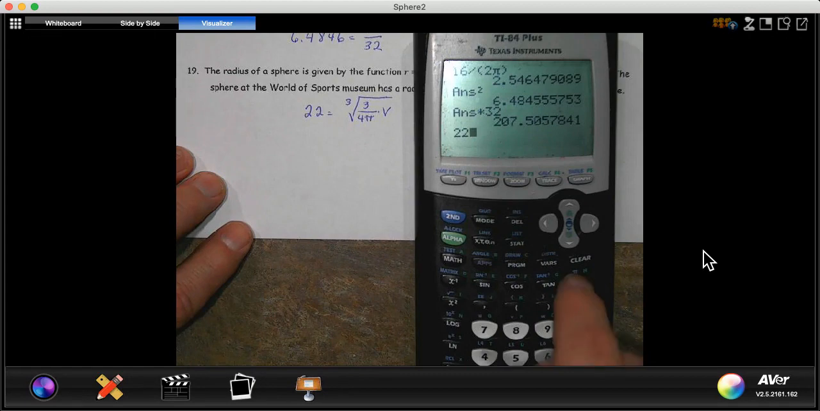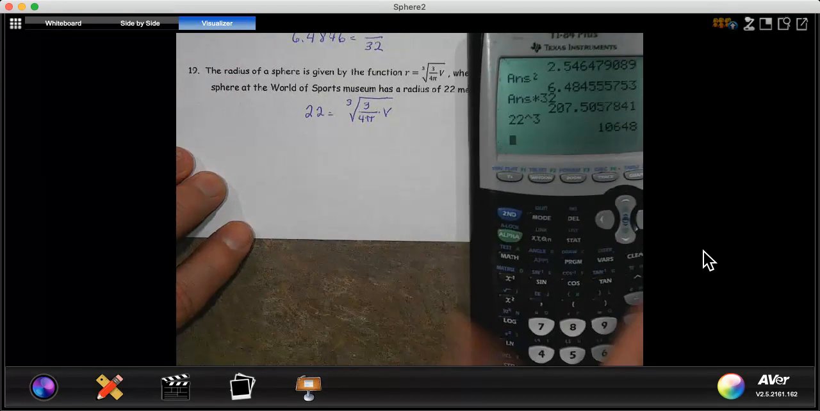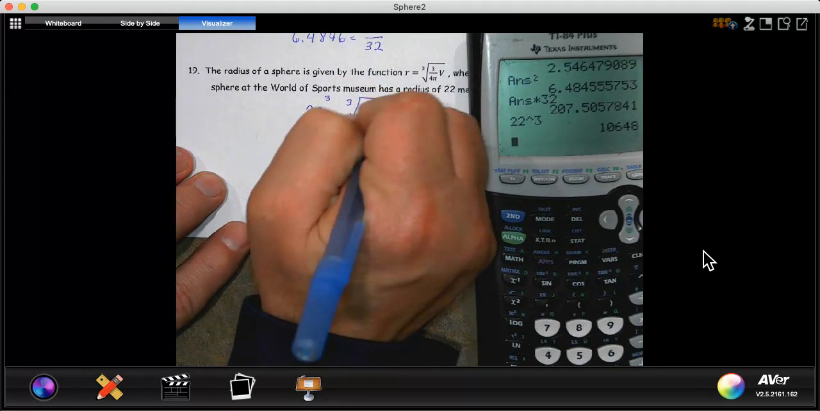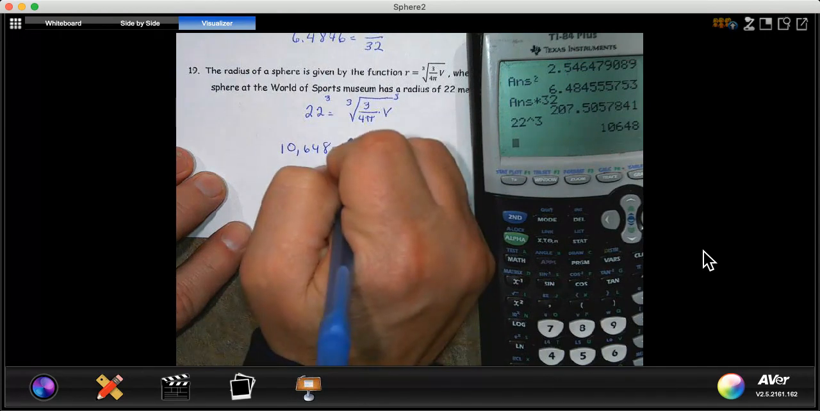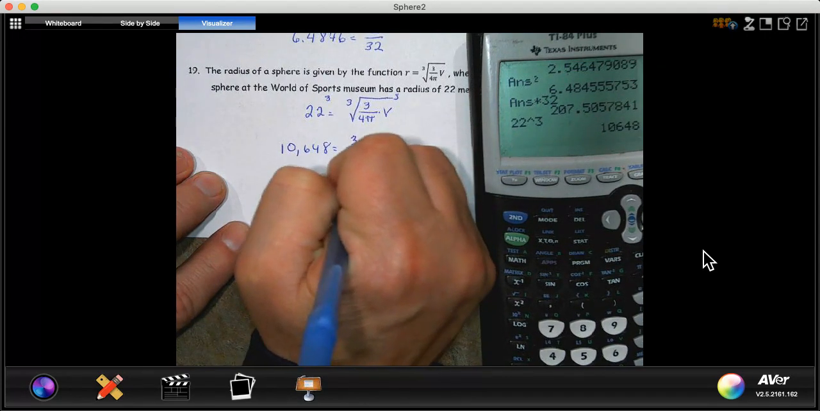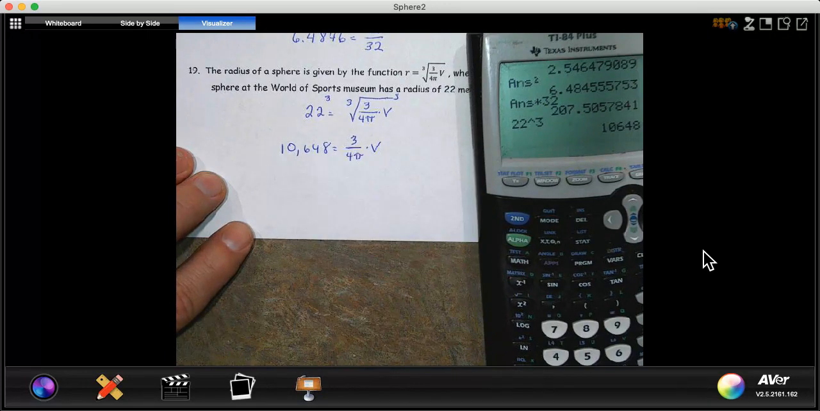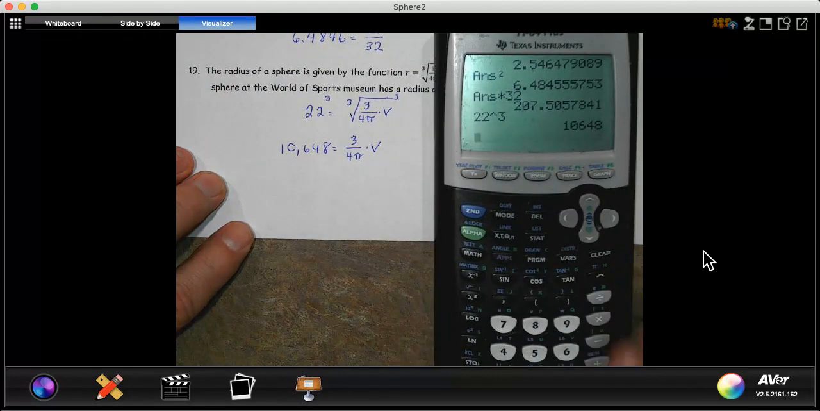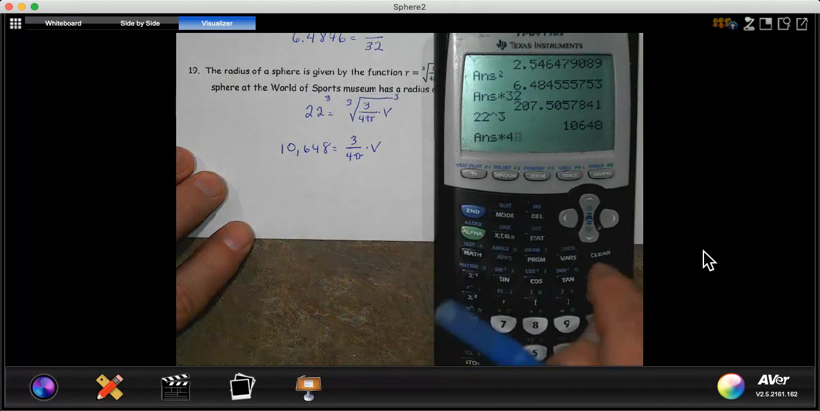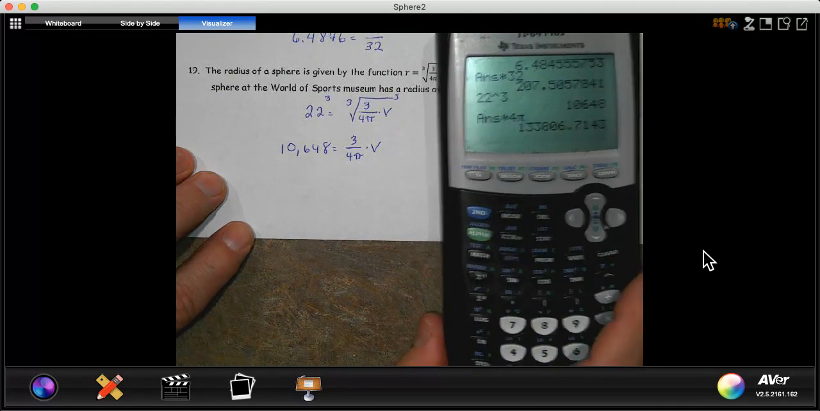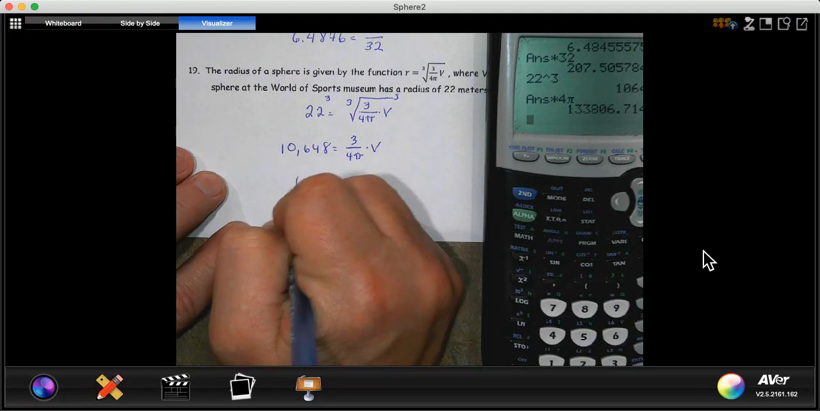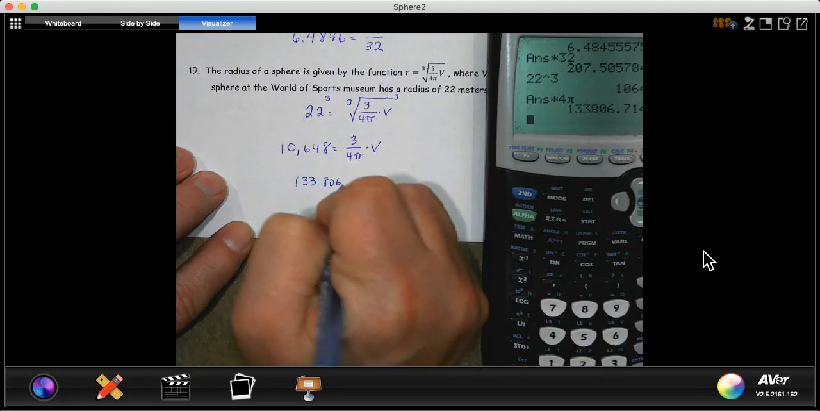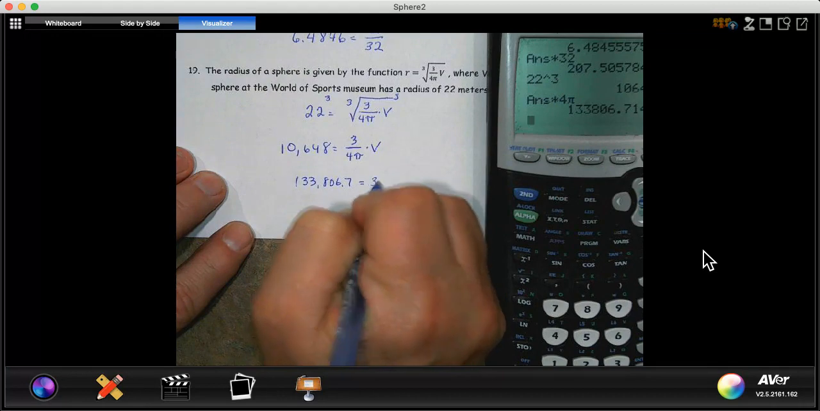So here we go. We're going to start with 22 cubed, 10,648. So we're going to cube both sides. 10,648. And now we have 3 over 4 pi times V. So now I need to take that number and times it by 4 pi. That's 133,806.7. So 133,806.7 is equal to 3 times the volume.